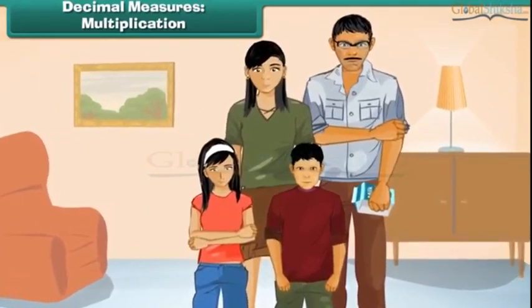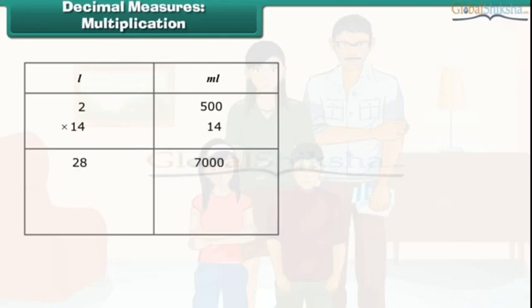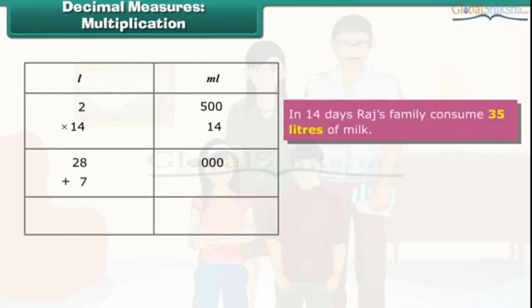Raju's family has a consumption of 2 liters and 500 milliliters of milk per day. How much milk is consumed by this family in 14 days? Multiplying 14 with 2 liters and 500 milliliters, we get 28 liters and 7,000 milliliters. Since 1,000 milliliters equals 1 liter, 7,000 milliliters equals 7 liters. These 7 liters are added to 28 liters. Thus, in 14 days, Raju's family consumes 35 liters of milk.